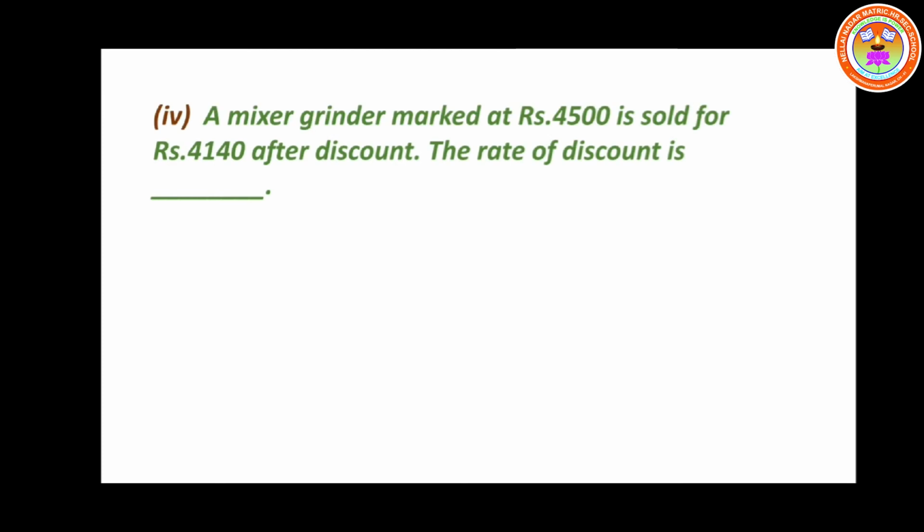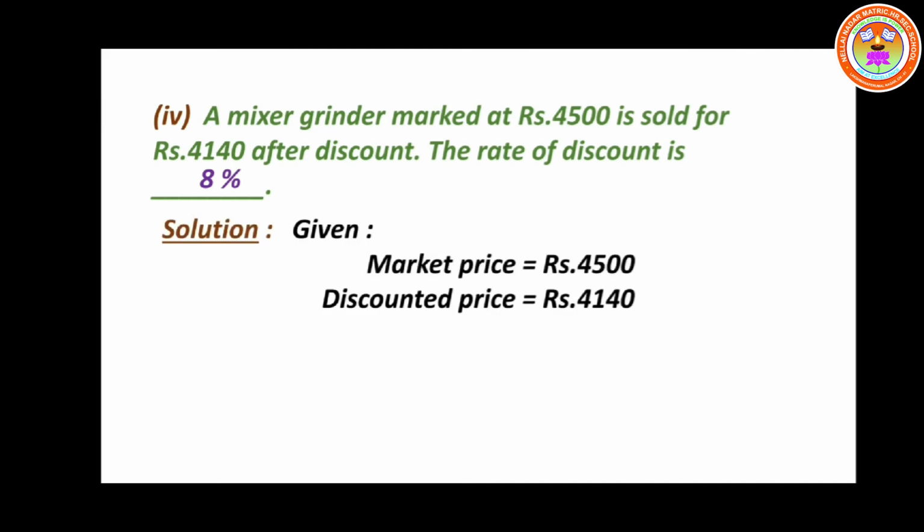A mixer grinder marked at rupees 4,500 is sold for rupees 4,140 after discount. The rate of discount is dash. That is 8%. Let us see how we got 8%. Solution. Given market price equal to 4,500, discounted price is equal to 4,140. Let us find the discount first.